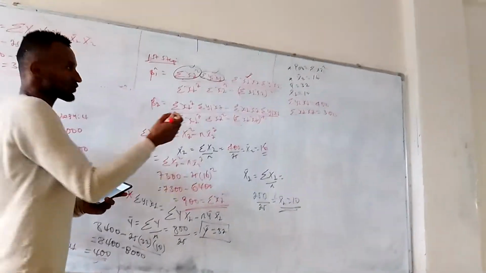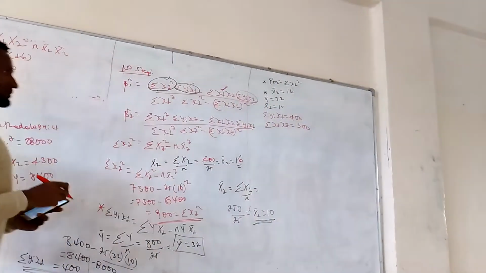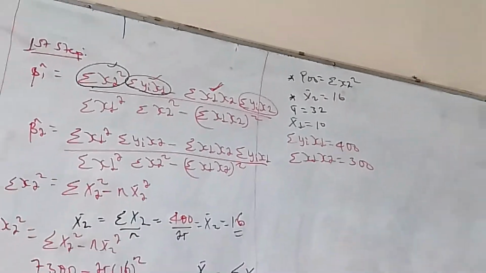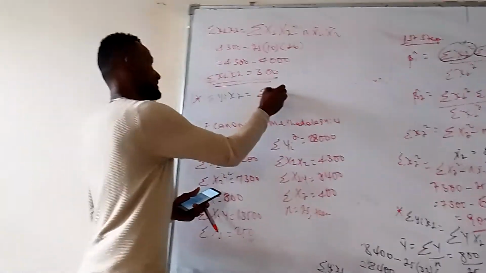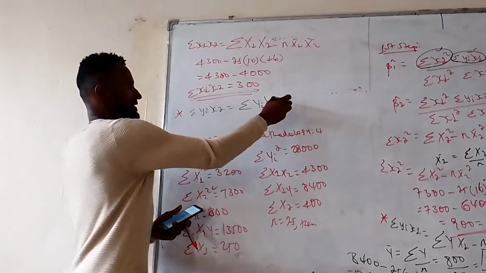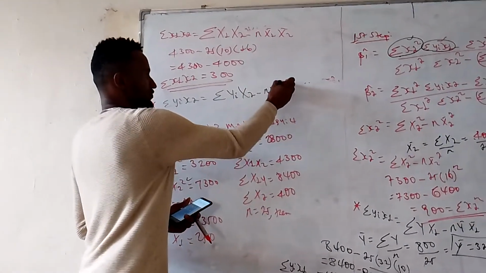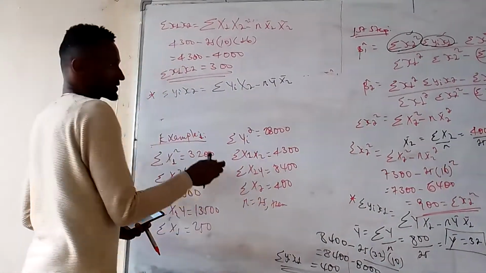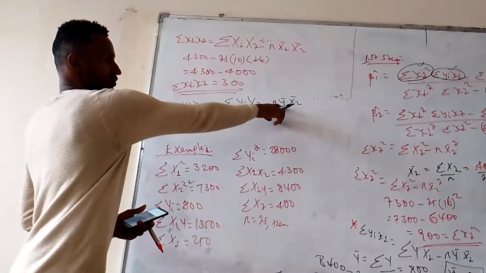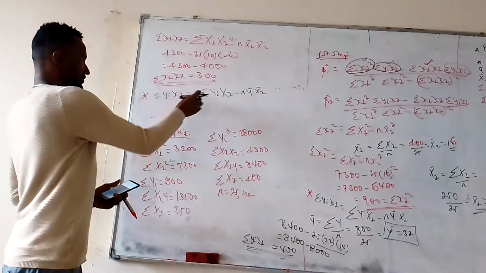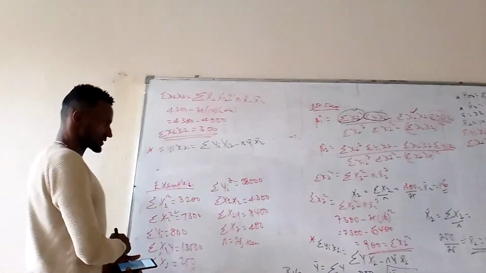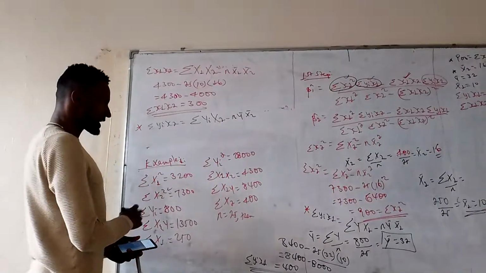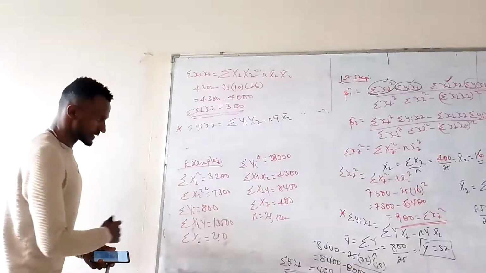Again, we have to compute the value of this term. That means the summation of yi x2 is equal to the summation of yi x2 minus n times y mean times x2 mean. From what we computed previously, we have x2 mean and also y mean. The summation of these values are from the population, what we have here. So what's our yi x2? yi x2 from this term is this one.